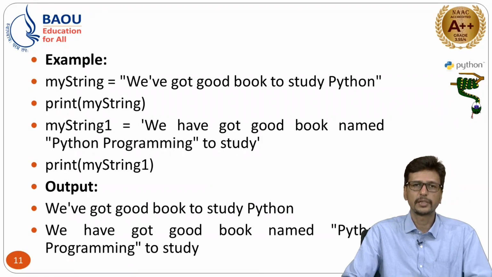Whenever you see the output, the double quotation cannot be printed because it is considered a delimiter, but the single quotation will be printed because it is considered a character. Another example: that is my string1, another variable I have defined. Here I am using the single quotation for the string, and in the same way it ends with only the single quotation.